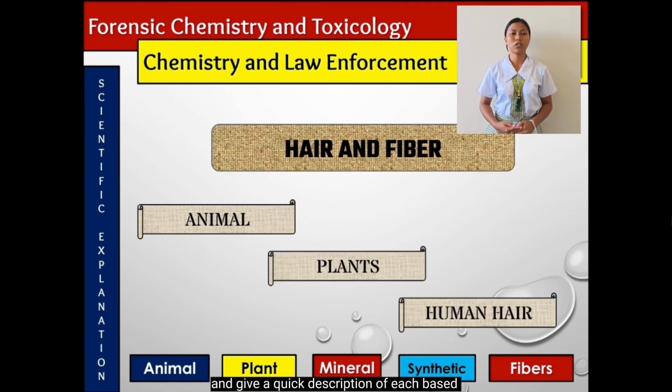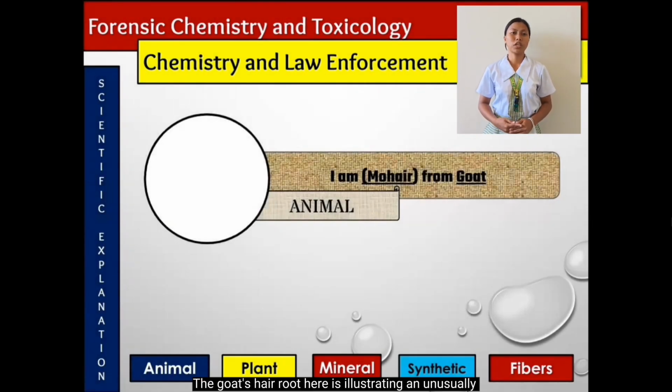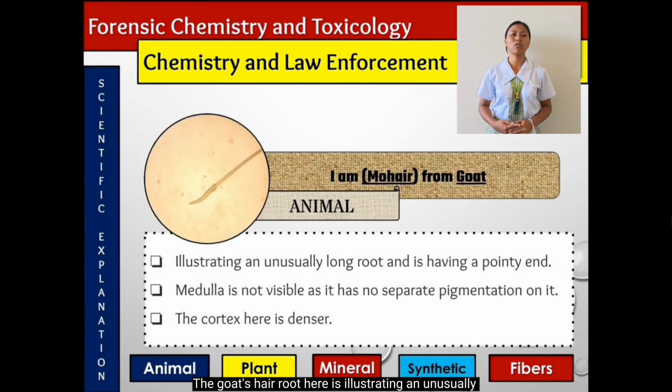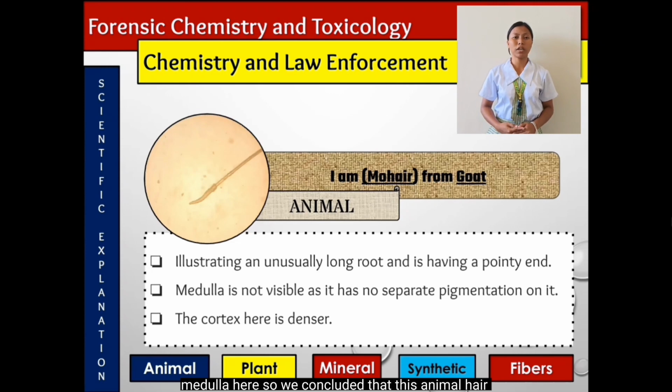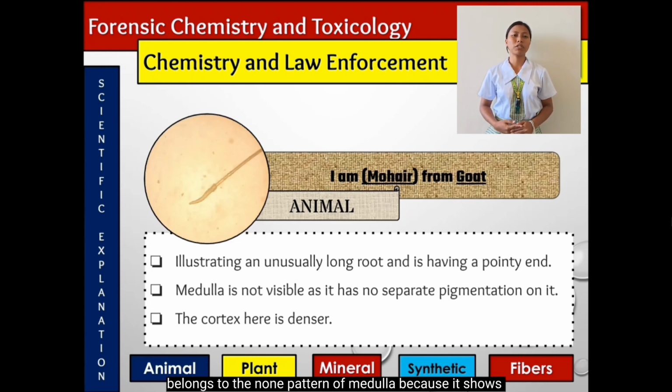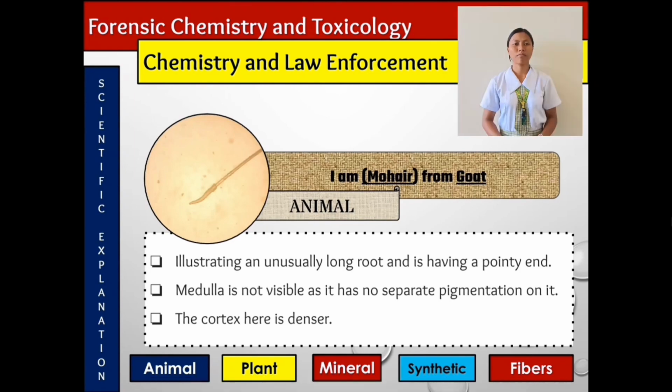In this presentation, I'll give a quick description of each based on what we saw when we looked at the microscopic images of them. The goat's hair root here is illustrating an unusually long root and has a pointy end. We can't see any medulla here, so we concluded that this animal hair belongs to the non-pattern of medulla because it shows no separate pigmentation at all.